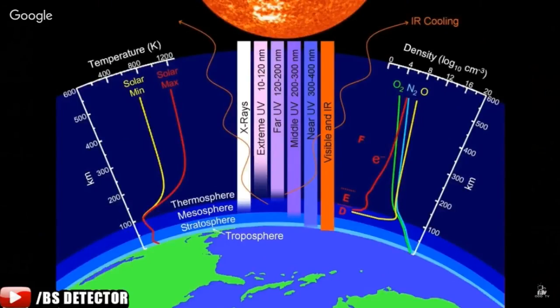So the stratosphere is a little bit warmer than the troposphere. And then the mesosphere is a little tiny bit cooler than the stratosphere. And then suddenly, out of nowhere, the thermosphere becomes an oven. And it gets really hot, really hot.